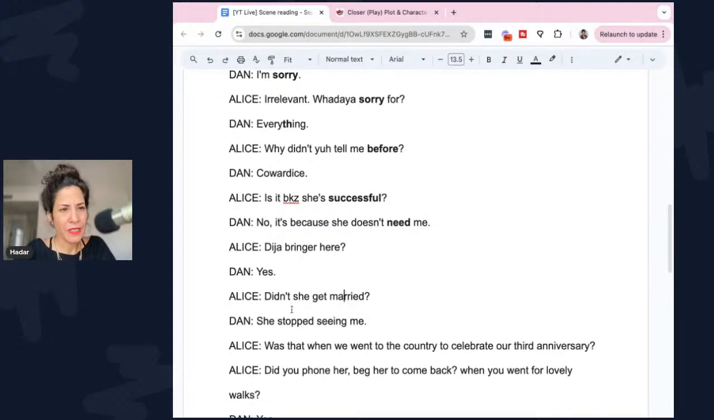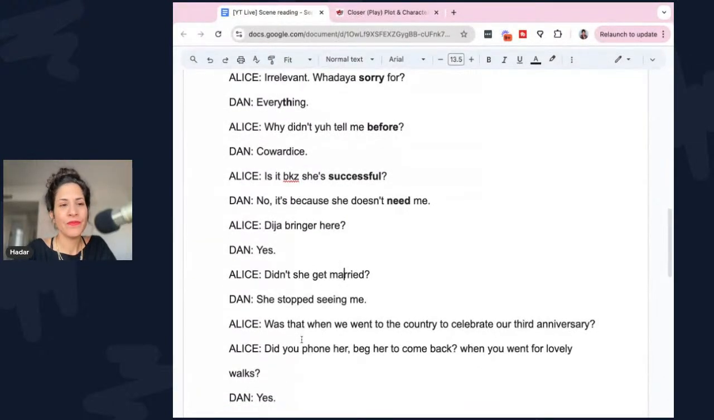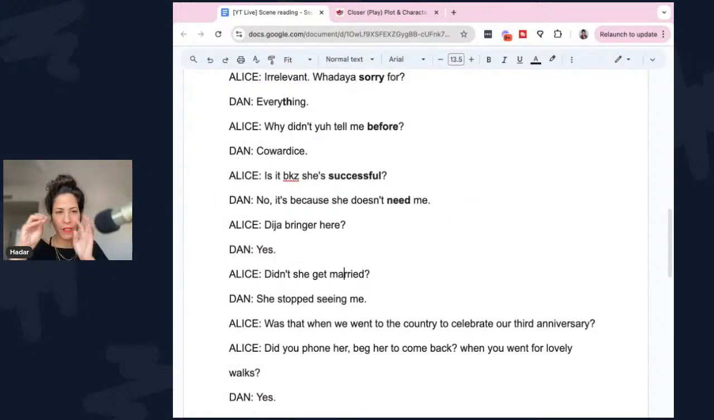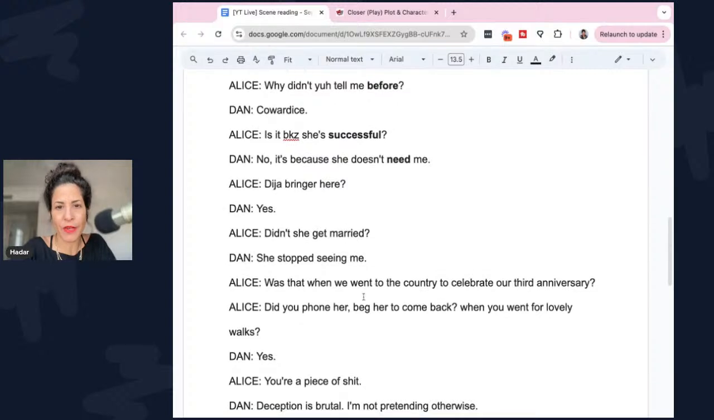Didn't she get married? Didn't she? Almost like you're saying chi, like a chew, sneezing. Didn't she get married? Confirming what she said, she stopped seeing me. Again, you need to fill in a lot of information here. Oh, she got married, then she stopped seeing him. Then he did something about it because Alice remembers when she got married.